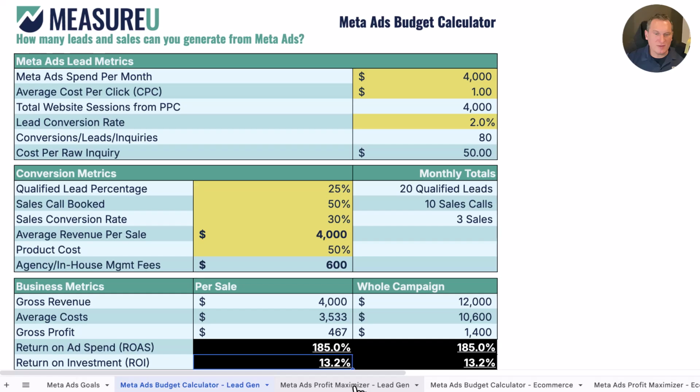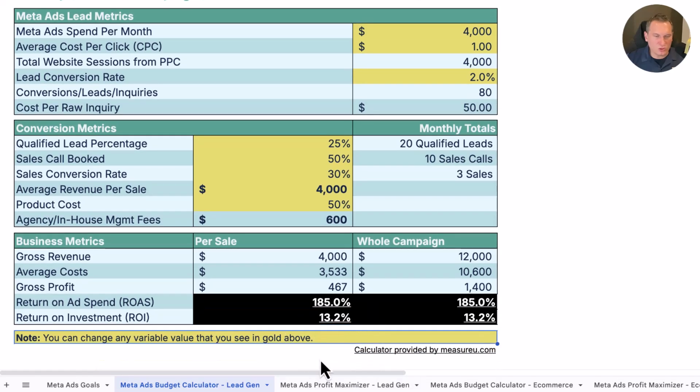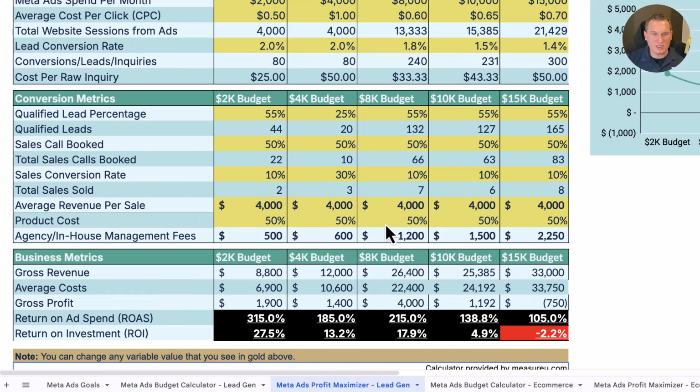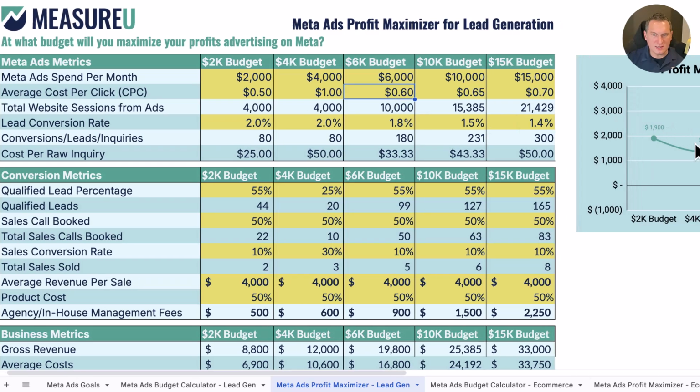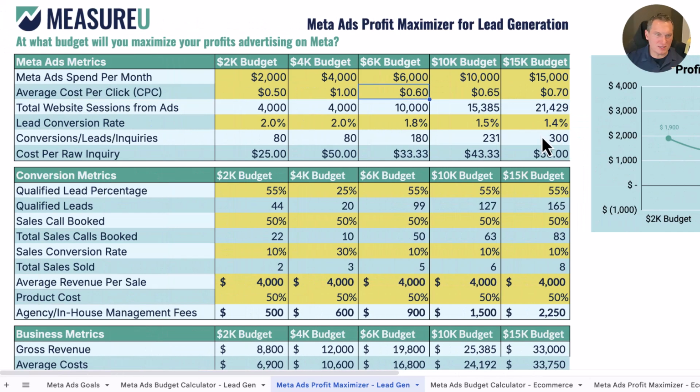As you can see, anything in gold you can change. The next thing we have is our profit maximizer. This helps you do some scenario playing to say, how much should I spend overall to try to reach my goals? So then we're just saying if you spend 2,000, 4,000, 8,000, 10,000, 15,000, and this will update as you put the numbers in there. So if we change this to 6,000, you can see this curve will update based on our numbers.